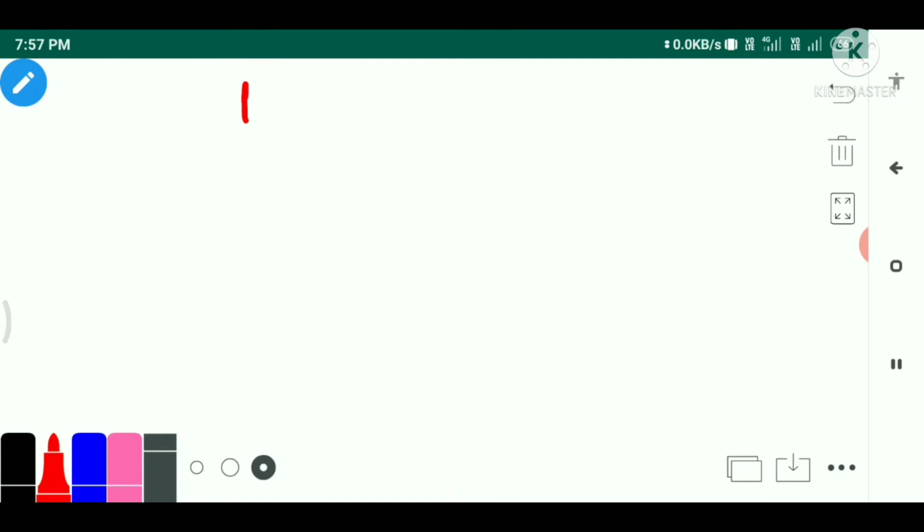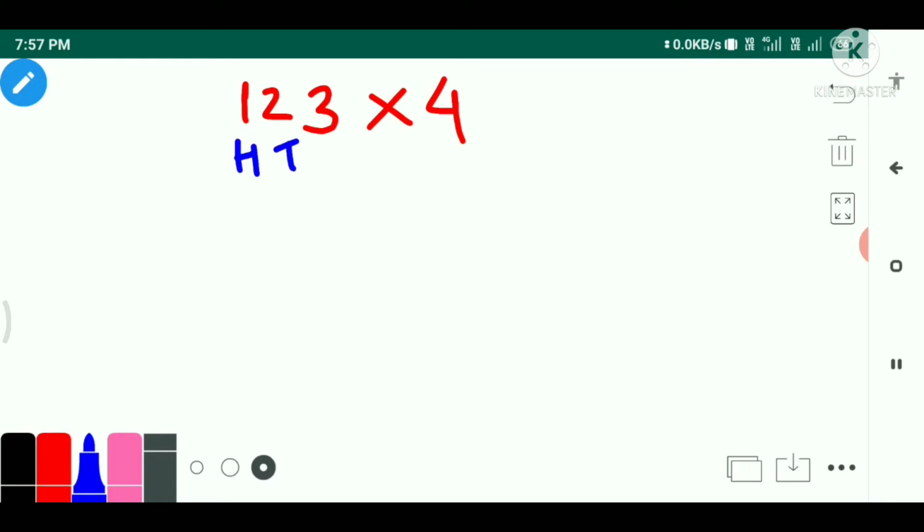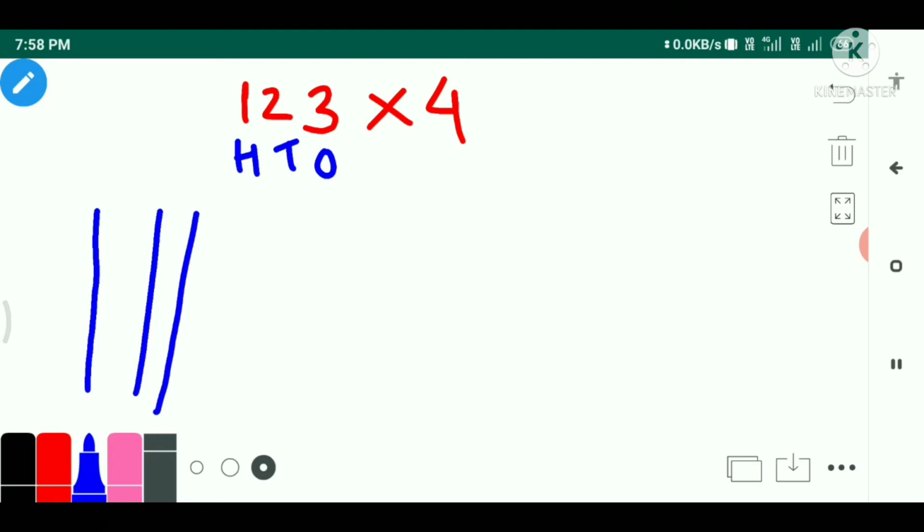Suppose 123, and this one you have to multiply with 4. Okay, so we'll draw lines now. So as in 100 place, this one tens and ones. Okay, so as in 100 place 1 is there, so we'll draw 1 line. In tens place 2 is there, so we'll draw 2 lines. And in ones place 3 is there, so we'll draw 3 lines.